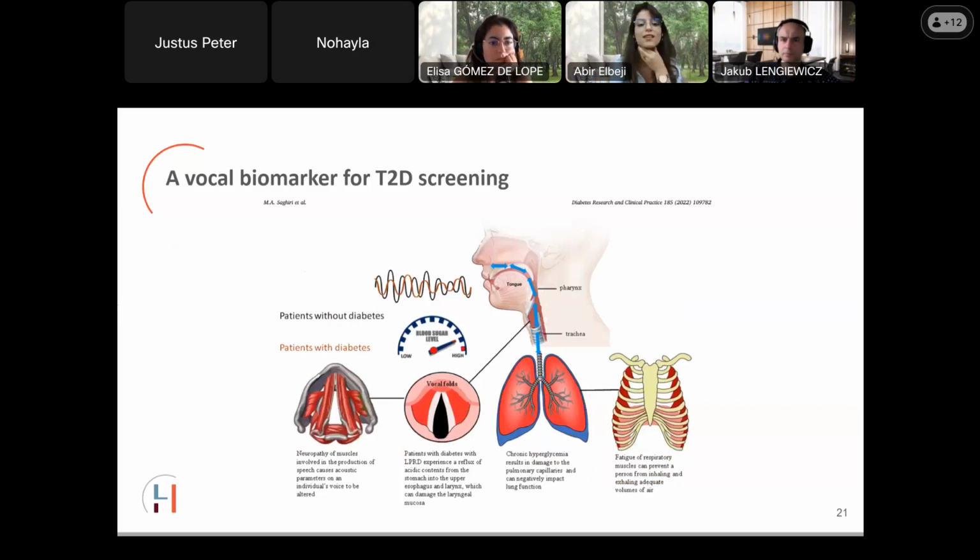Why do people with type 2 diabetes have distinct vocal characteristics from the rest of the people? Already, there's the neuropathy related to diabetes that can involve the production of speech, which causes acoustic parameters of an individual's voice to be altered. There's also chronic hyperglycemia in people with type 2 diabetes that results in damaging the pulmonary capillaries, and thus we have fatigue in respiratory muscles that can prevent a person from inhaling and exhaling adequate volumes of air.